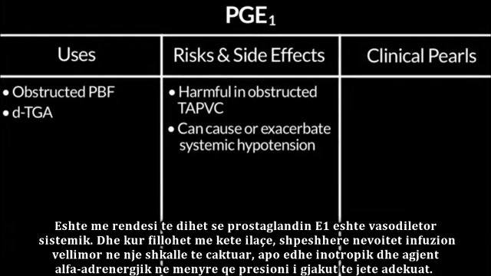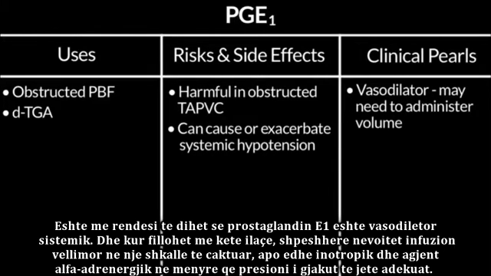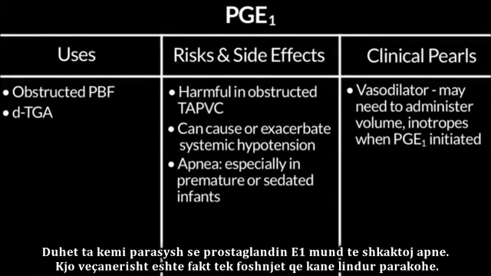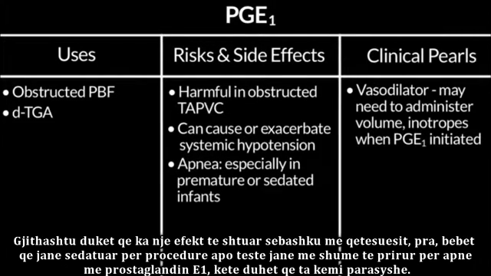It's important to note that prostaglandin E1 is a systemic vasodilator, and when this medication is started, it's oftentimes necessary to use some degree of volume infusion or even inotropic and alpha-adrenergic agents in order to secure adequate blood pressure. One also needs to keep in mind that prostaglandin E1 also can cause apnea. This is especially true in prematures. It also seems to have an additive effect along with sedation, so that babies that are sedated for procedures or tests are more prone to apnea with prostaglandin E1, and one needs to keep this in mind.